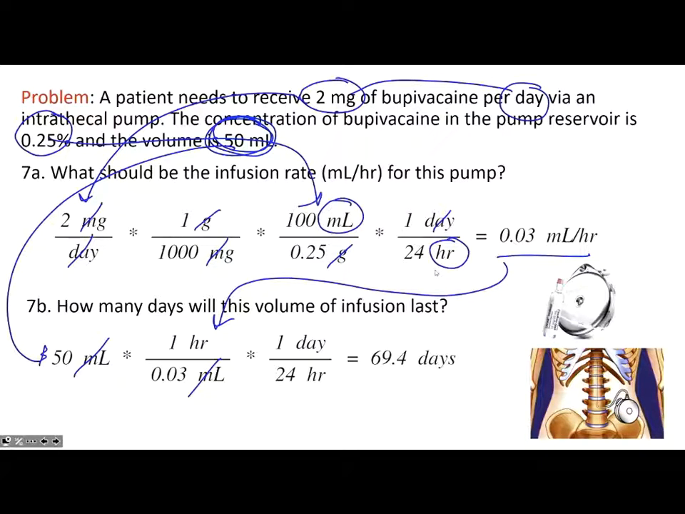But we did want it in what? Days. So the last step is simply converting from hours to days by multiplying by the fact that in 1 day there's 24 hours, so that hours cancel. And if you do that math across there, you get 69.4 days.